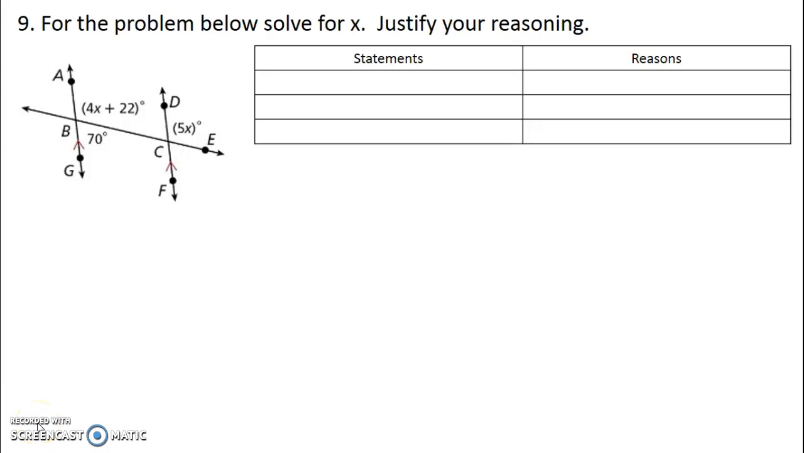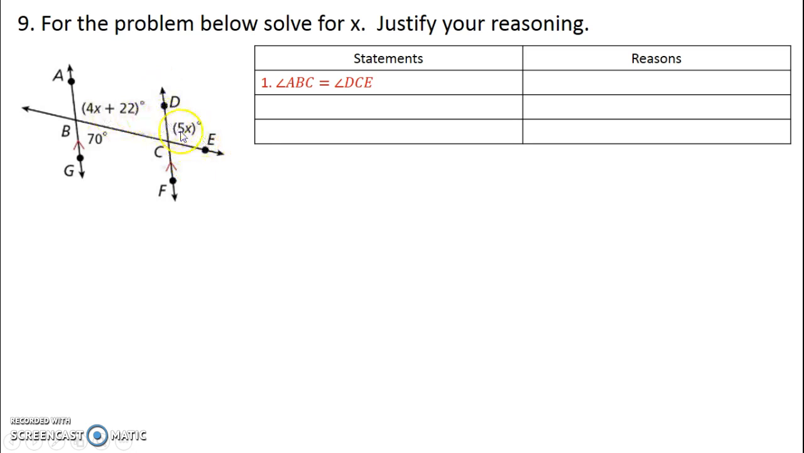We're going to solve for x and we have to justify our reasoning. There's more than one way to do this one. The quickest one is to look at angle ABC and DCE. So if you find angle ABC, that's the 4x plus 22, and DCE, that's the 5x.